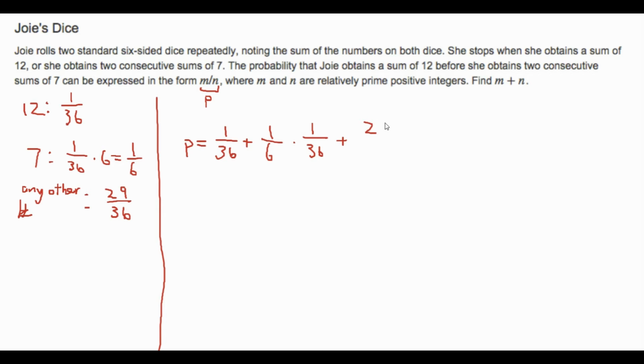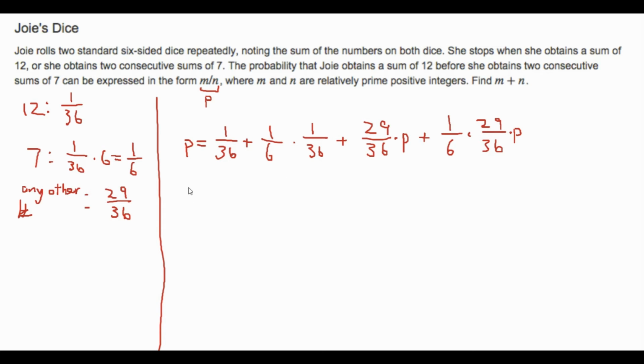So, for example, if I roll a 5, then the problem has just been reset, and I've returned back to what I originally wanted to find. So, in this case, we multiply by p at the end. And finally, the last case that we haven't considered yet is rolling a 7 and then rolling any other number. This has a probability of 1/6 times 29 over 36. And again, after we roll any other number, we return back to the original problem, so we multiply this by p. And now we have a recursive formula for p, and we can solve it.